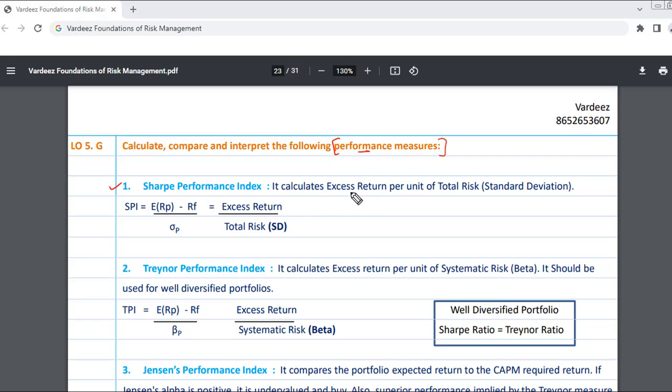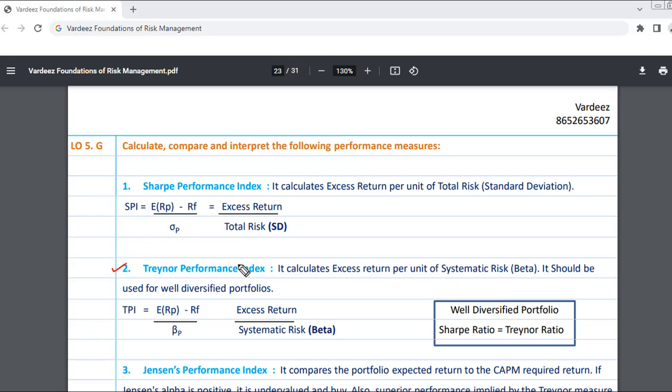Okay, so the very first and perhaps one of the most famous is the Sharpe Performance Index. It calculates the excess return per unit of total risk. What it does is it takes the expected return on the portfolio minus the risk-free rate, which is referred to as the excess return, divided by the standard deviation, also known as the total risk of the portfolio. So let's say the expected return on the portfolio is 10% and the risk-free rate is 6%. So you have earned 4% in excess of the risk-free rate. You divide this by the standard deviation of the portfolio and you get your Sharpe Performance Index.